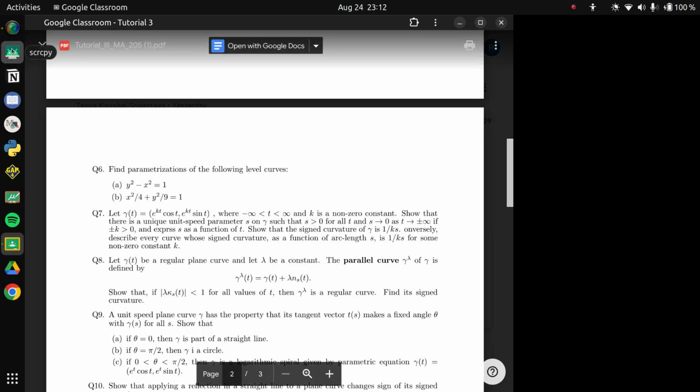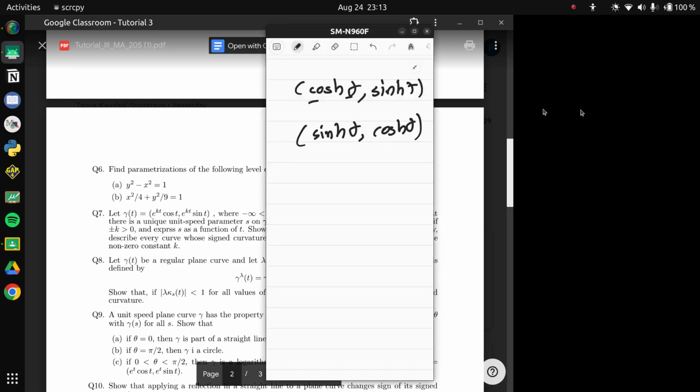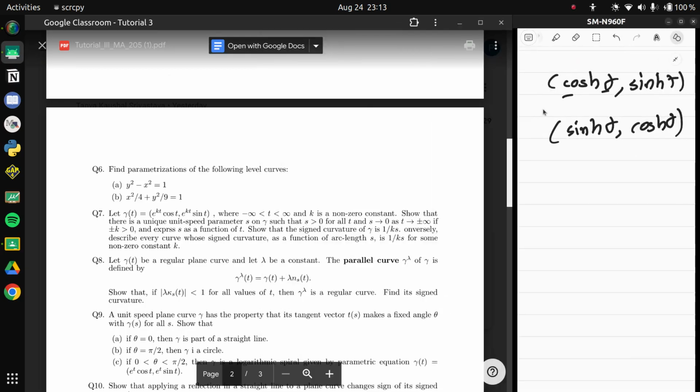Just a second. Okay, I think something is wrong. One of my softwares is not working. Really, this isn't the time. Oh, now it's working. Okay, cool.